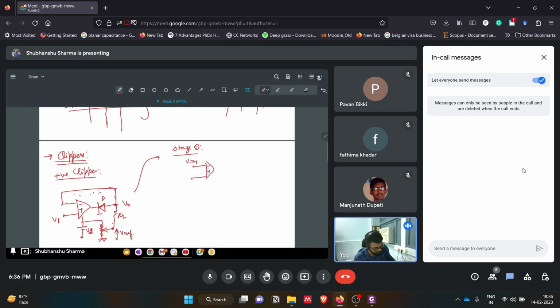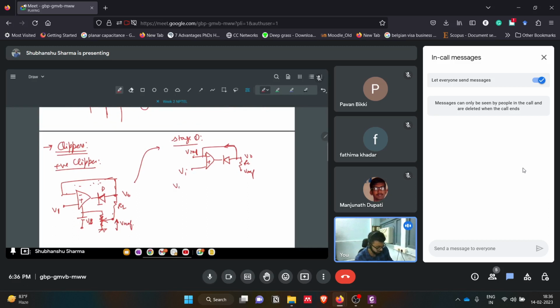This is VI, and this is the diode. We don't know the state of this diode, so we just check it. This is RL, this is V reference, and this is V naught. Because of this path, V reference came here.